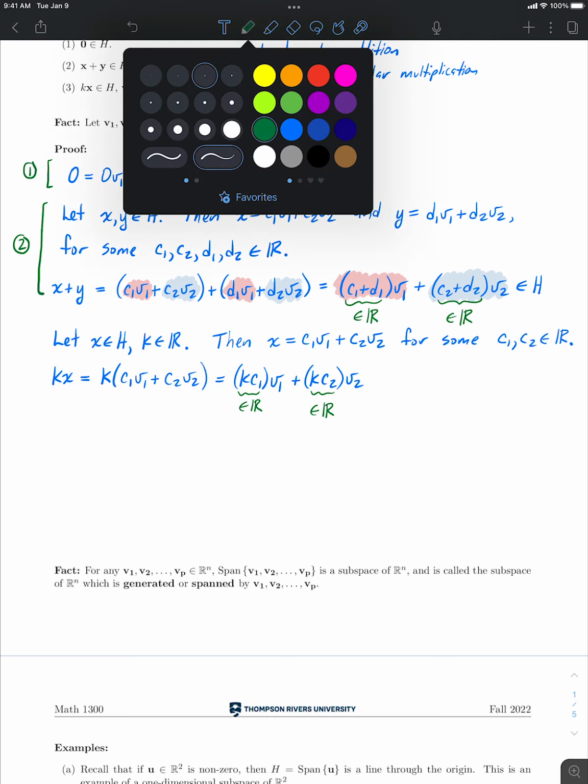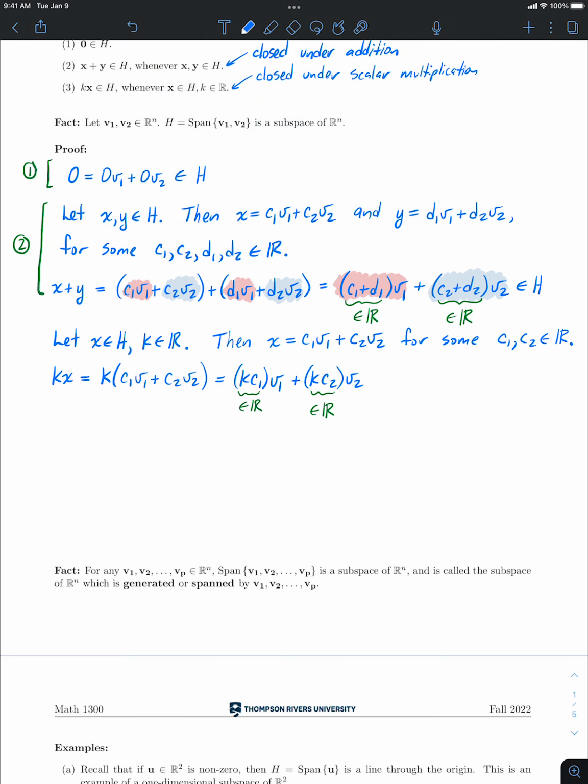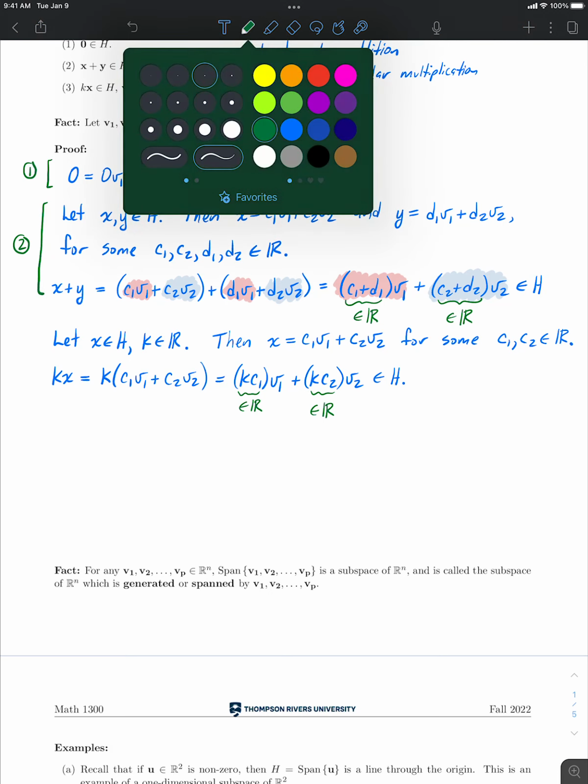So their product is also going to be a real number. So that means I've got a real number times V1 plus a real number times V2. That's exactly what it means to be a linear combination of V1 and V2. So therefore I can say this belongs to H. Okay, and that completes the proof because that's what we needed to show.